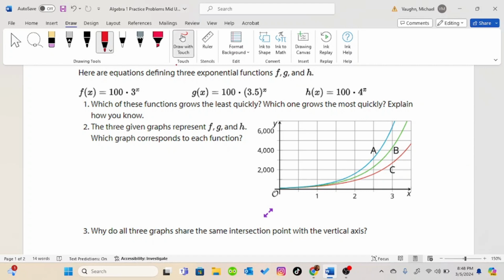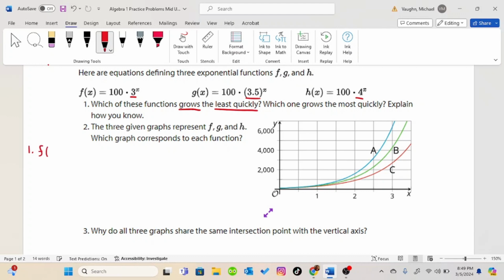So we're looking at growth, and we want the least quickly, or slowest. What tells us that is the growth factor, the number with the exponent. The smaller the growth factor, the more slowly it grows. The bigger the growth factor, the faster it grows. So for number 1, 3 is the smallest growth factor.